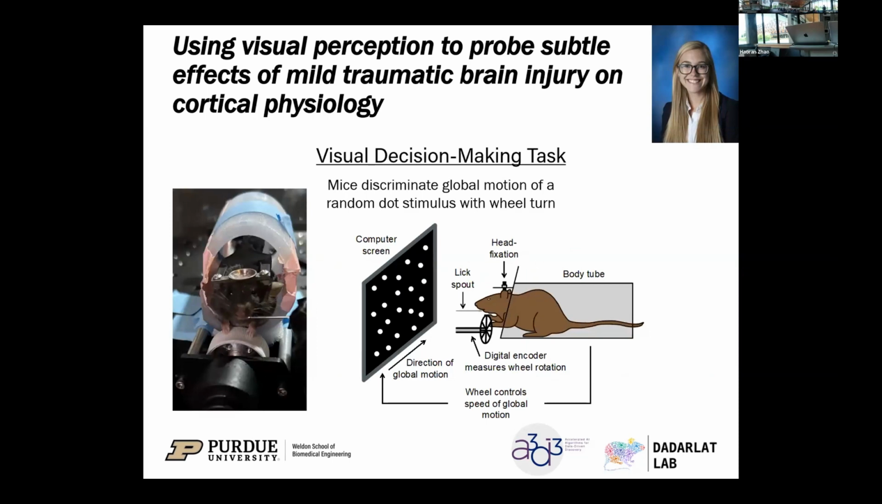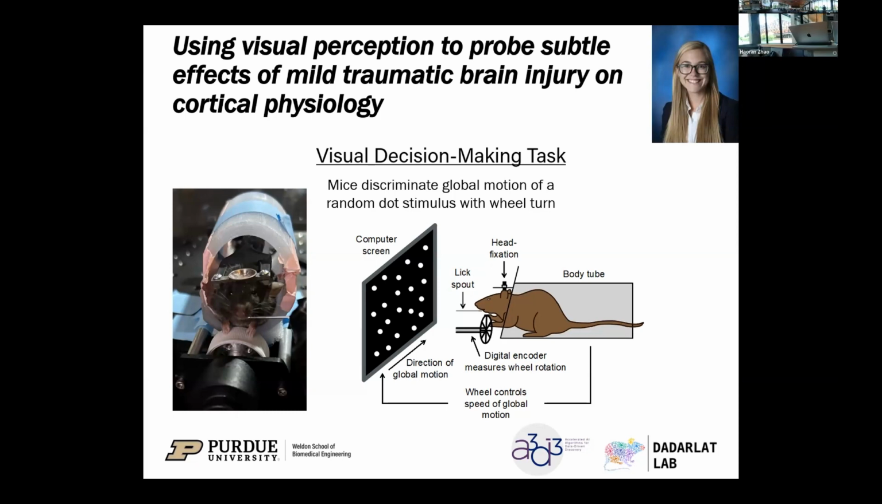And so what she's been doing is setting up this behavioral task with our mice. We use mice as our animal model. And so what she does is head fix the mice, and then she puts a computer screen in front of them. And on the computer screen, she has all these little dots. And she can manipulate the movement of these dots to represent a certain coherence. So for example, 100% coherence would mean all the dots are moving in the same direction, whereas like a 40, 30, 20% coherence, they're all moving in different directions.